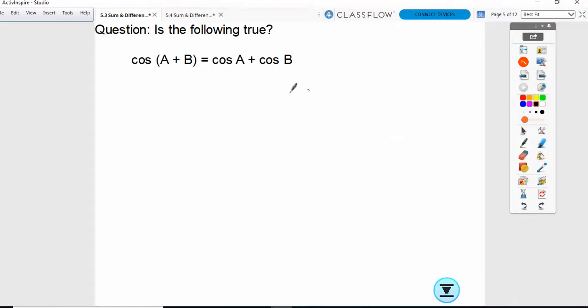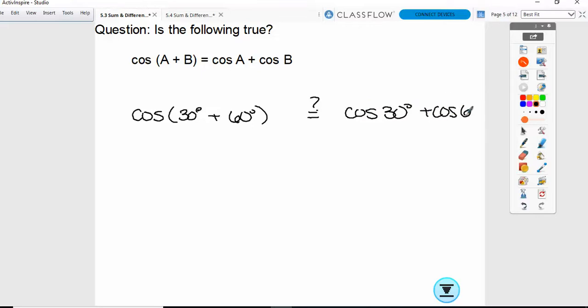of A plus B. Can I just distribute it and do the cosine of each individually? So to answer this question, let's take a couple angles and plug them in and see. So if I said A was 30 degrees and B was 60 degrees, the question is, is that the same as the cosine of 30 degrees plus the cosine of 60 degrees?